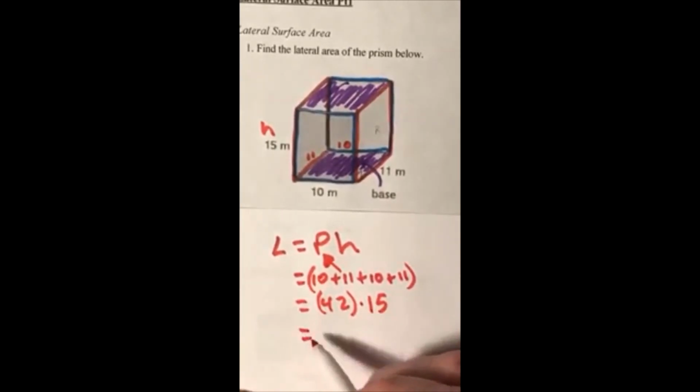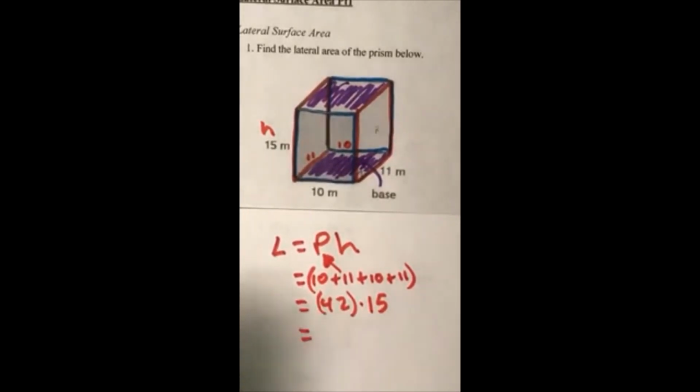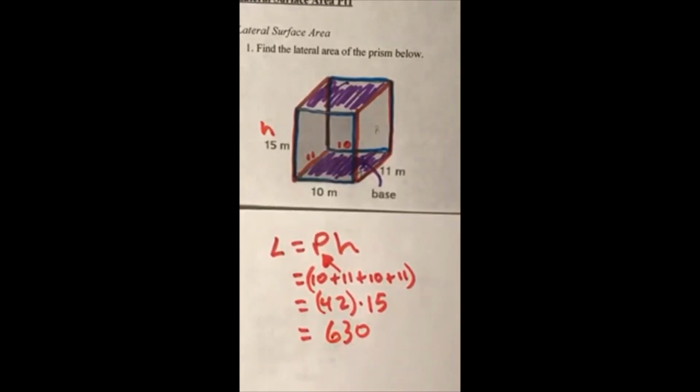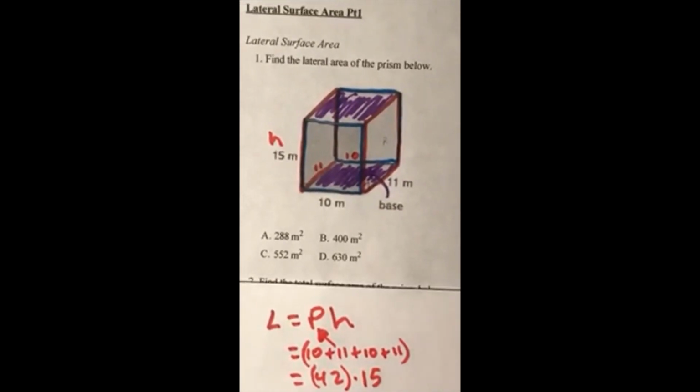And when you go to your calculator and you multiply 42 times 15, you'll get 630. And pay attention to what it says to do. Sometimes it's asking you to round to the nearest tenth. Okay, finish this problem.